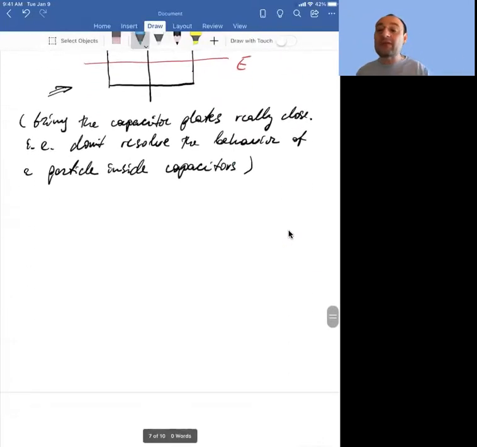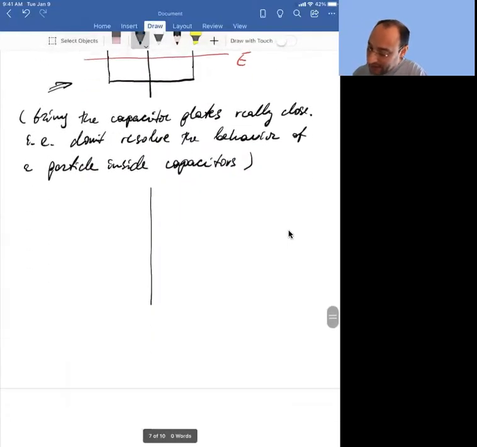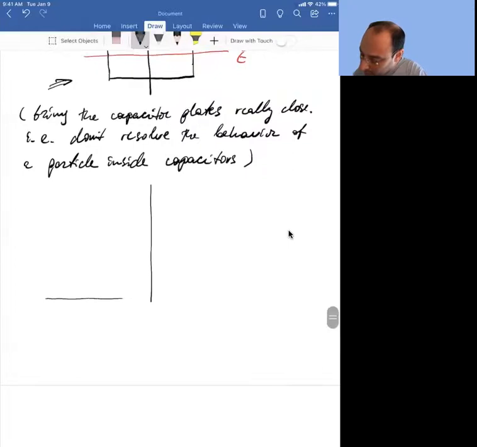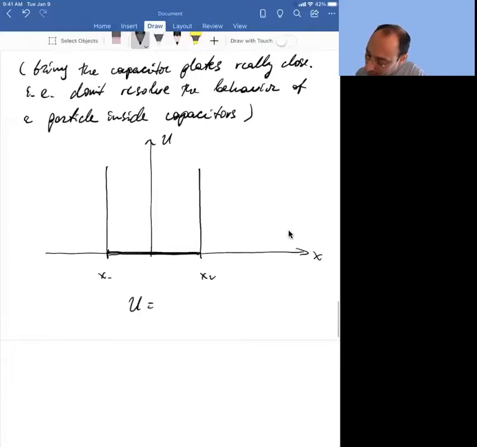So I'm going to simplify it one more round. I'm going to make the potential energy infinitely high. And I'm going to change the problem a little bit. I'm going to place the bottom here. Remember, we can always translate the potential energy by any arbitrary constant. So this is x minus, this is x plus. And basically, this is a very artificial problem. U equals 0 for x less than x plus and bigger than x minus.